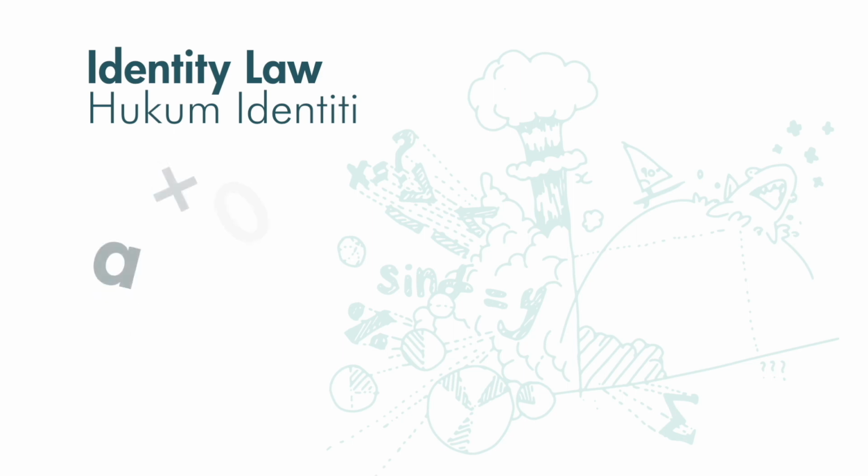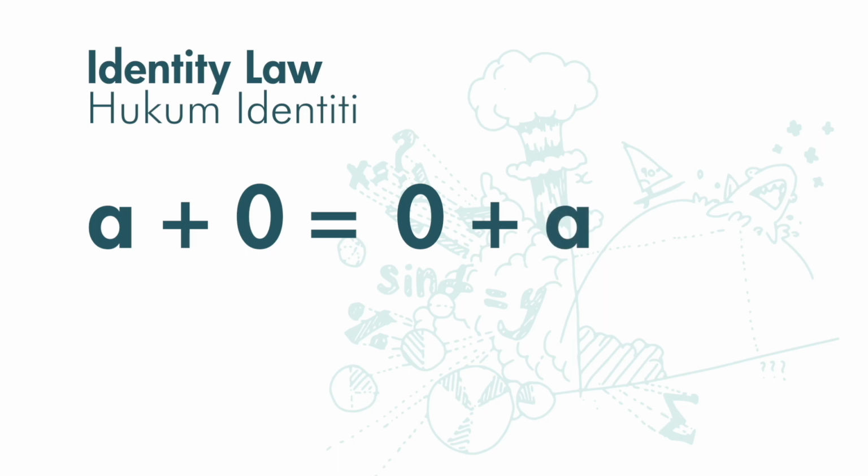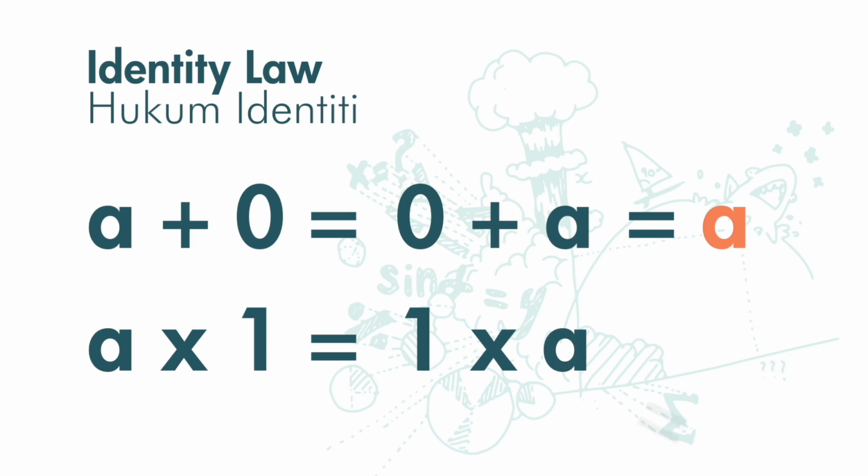In addition operation, for any number, let's say we use a to represent that number, when 0 is added to a, making it a plus 0, or a is added to 0, making it 0 plus a, we will get a. In multiplication operation, for any number a, when a is multiplied by 1, or 1 is multiplied by a, we will get a. So, if 0 is added to any number, then the sum is the number itself. If any number is multiplied by 1, then the product is the number itself.